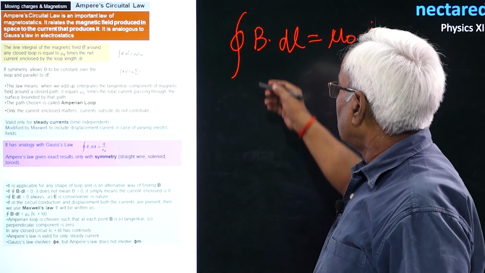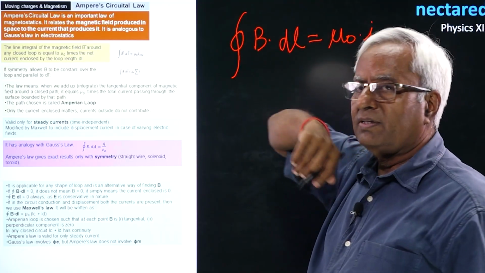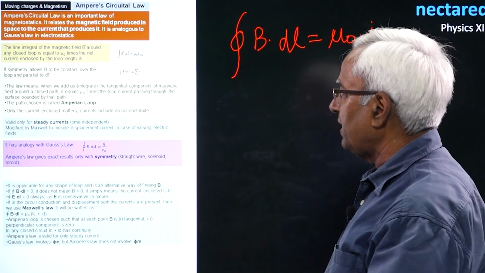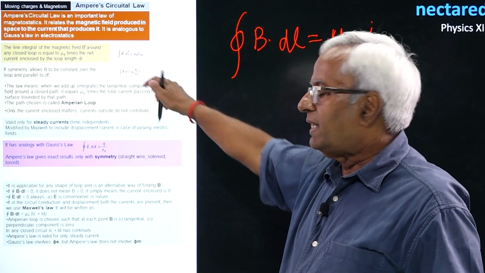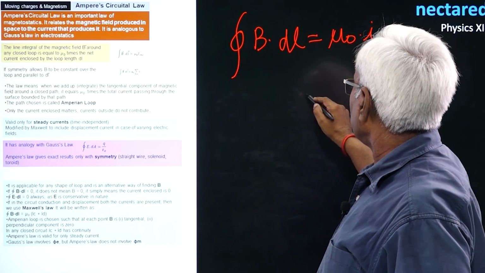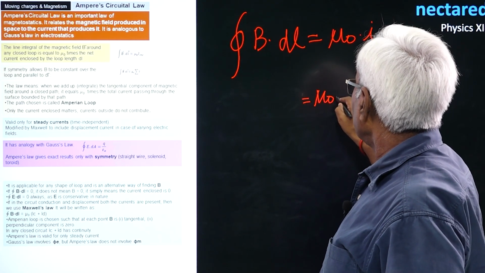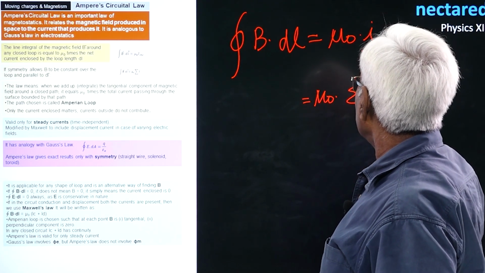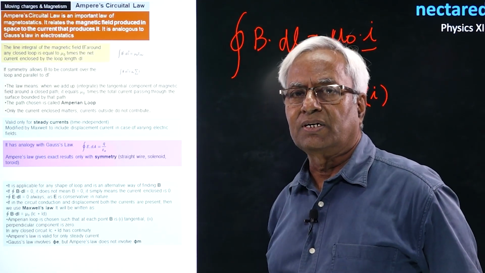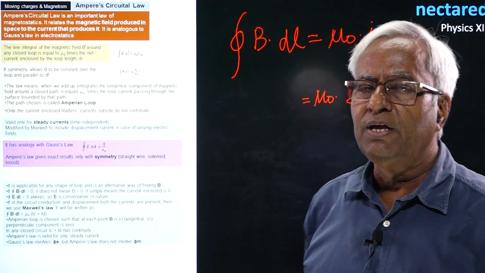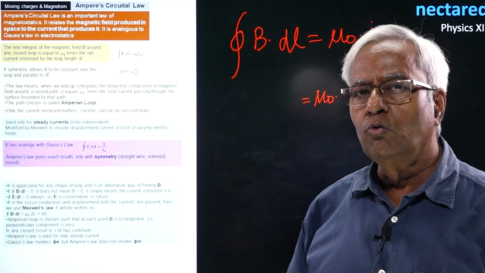The curve over which this law is applied is known as the Amperian loop. You see, if symmetry permits, then in place of this one, we could also write mu naught sigma I. But for applying this, the condition is that the magnetic field should be uniform on the loop.